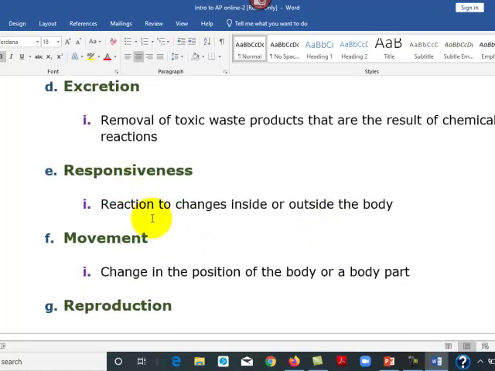Responsiveness is a reaction to a change inside or outside the body. That's the nervous system. If you didn't have a nervous system, you would not be able to react to anything, including your own organ function. Heart rate has to adjust when you're walking, and digestion adjusts after you've eaten food. So one characteristic that all things have is responsiveness.